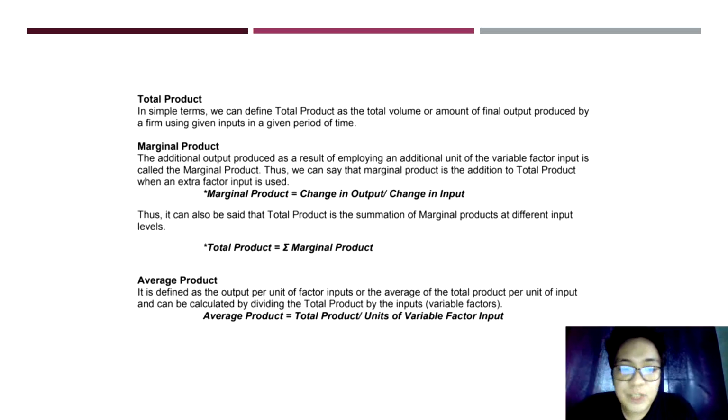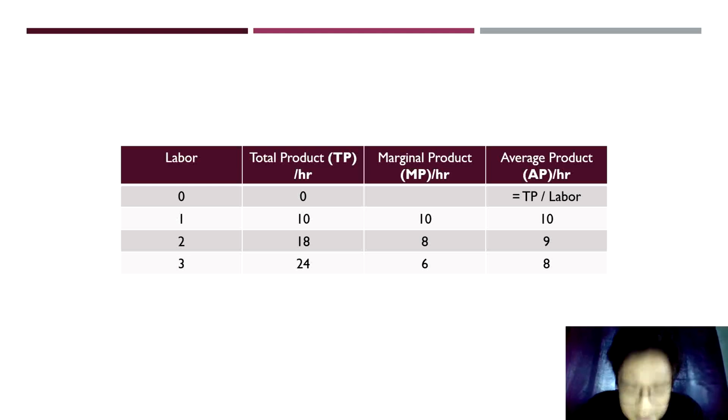And then the average product naman is the output per unit of the factor inputs, or ito po yung average na kayang i-produce ng isang specific input. So medyo nakakalito. Yes, I believe, sir, ano ulit yung marginal, ano ulit yung average? We will talk about it as we go along. Lalo na sa next slide natin, which is an example.